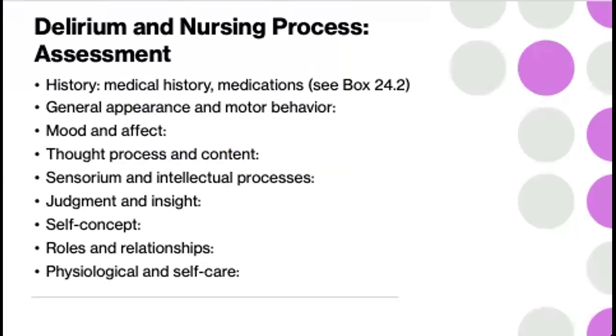Their general appearance and motor, they're going to be a little restless. They might have some hyperactivity. They might be picking at things, attempting to get out of bed, really uncoordinated. They might be sluggish. They might be lethargic. So that picking is sometimes very rapid, or sometimes it's really, really slow. Speech changes. Speech may become completely incoherent. It could be rambling. It could be pressured. Sometimes the clients will be noted to just be screaming.